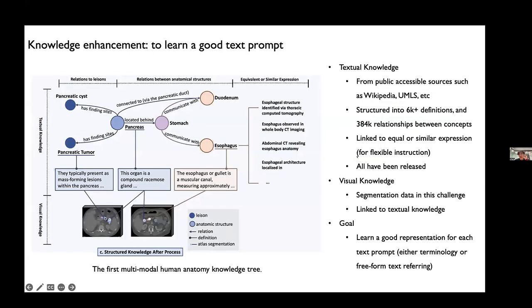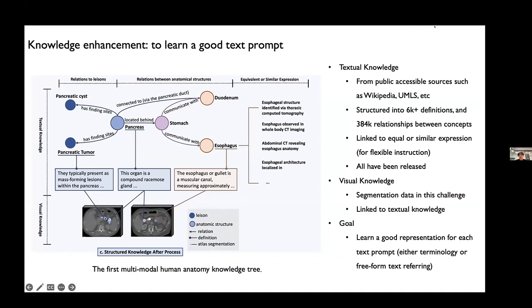And the first thing we need to consider when building SAT is how to learn a good text prompt for the segmentation model. We don't want to embed these text prompts independently in the embedding space because we know they are actually related in the medical domain. Like we know a lesion is related to some organs, and we want to establish such relationships in the embedding space so we can train the segmentation model much more easily.